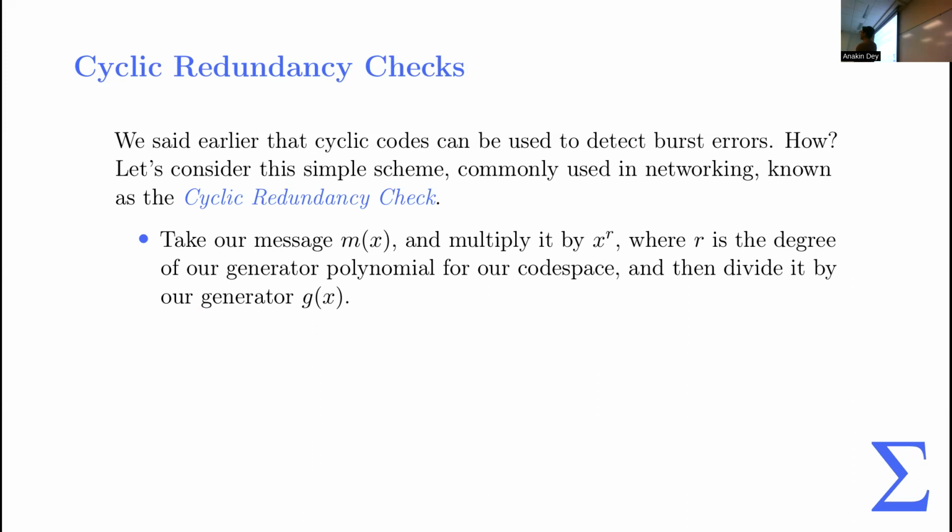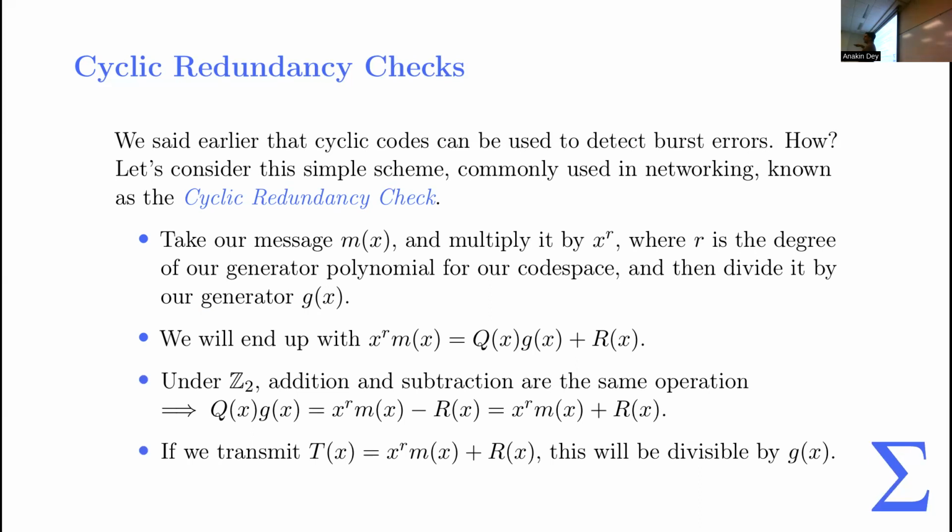We're going to take our message M of X, we're going to multiply it by X to the R. You can think of that as just shifting our message to the right by R bits, where R is the degree of the generator polynomial. And then we'll divide that by our generator, G of X. So we'll end up with X to the R times M of X equals some quotient times G of X plus some remainder. It's just polynomial division.